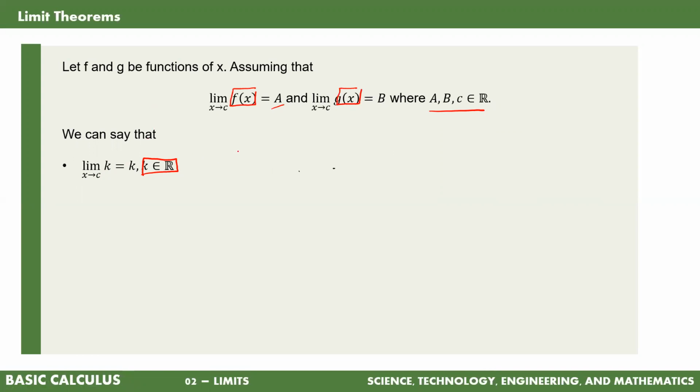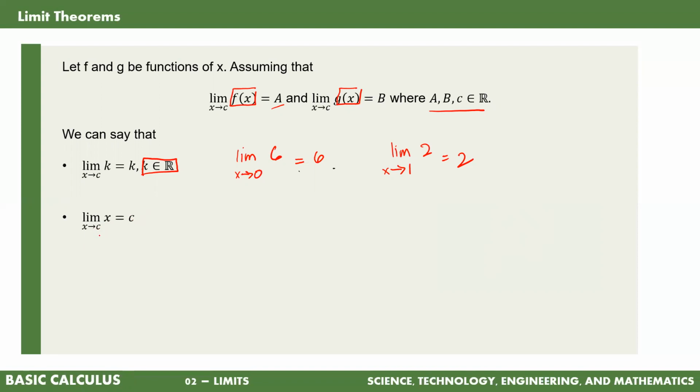So, halimbawa, meron kang limit of 6 as x approaches 0, ano yung limit mo? 6 pa din. O kaya naman, limit of 2 as x approaches 1 is equal to 2. Ayan. Ganyan kapag constant. Next naman, the limit of x as x approaches c is equal to c.